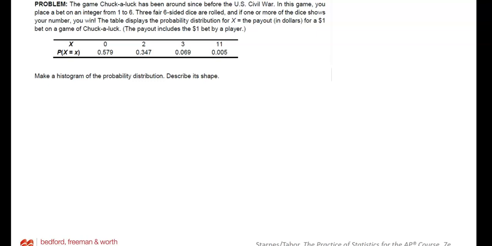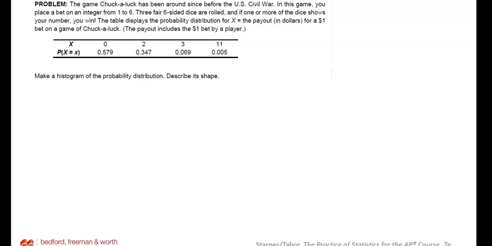So I just need to understand this game. Place a bet on an integer from 1 to 6. 3 fair 6-sided dice are rolled. If one or more of the dice shows your number, so if like 2 dice or 3 dice show it, you win. Okay, so seems like you're going to win, I don't know, half the time-ish, maybe.